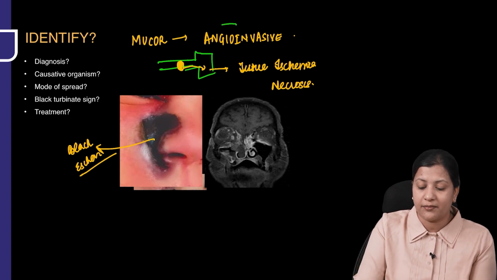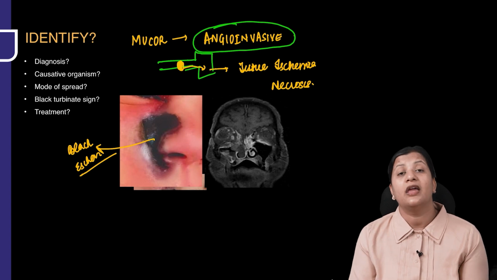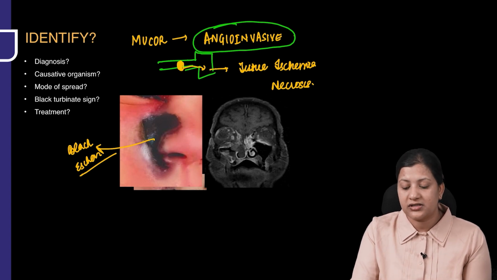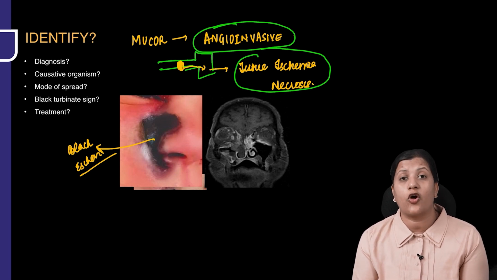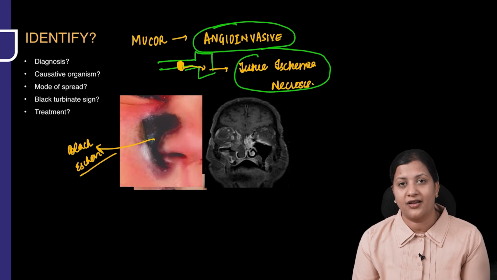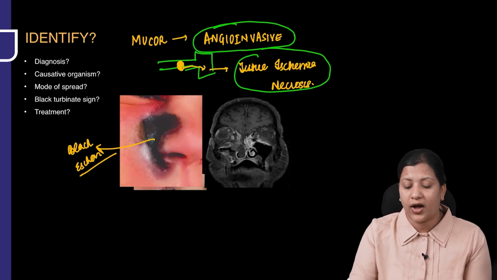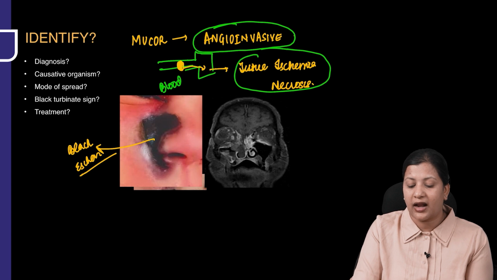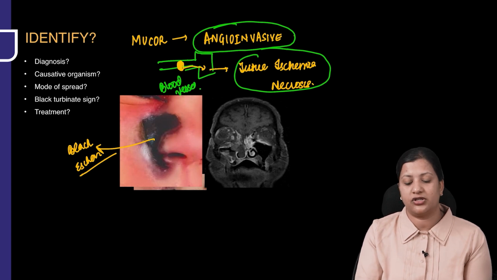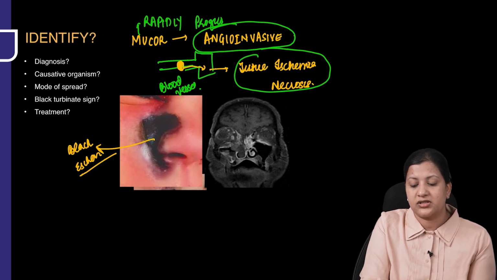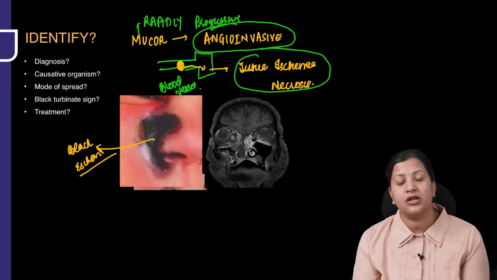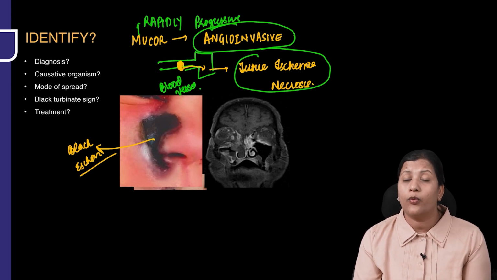So the word to remember is angioinvasive: it invades the blood vessel, causes tissue ischemia and necrosis, and they will have a black charred necrosed tissue wherever there is a fungal infection. Now, since it is spreading via blood vessels, it is an extremely rapidly progressive condition. It spreads very fast to the adjacent sites to cause necrosis.